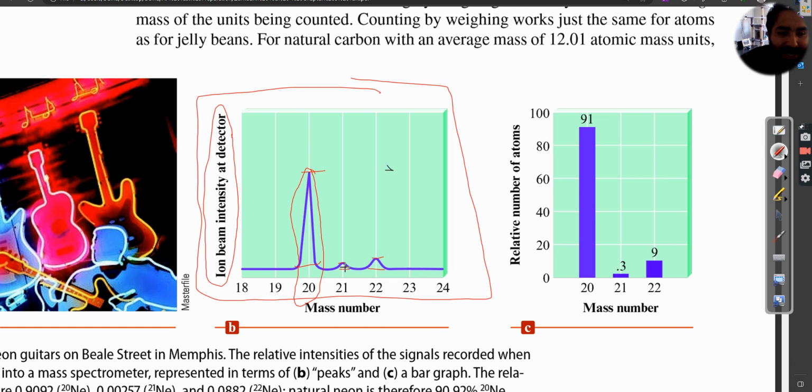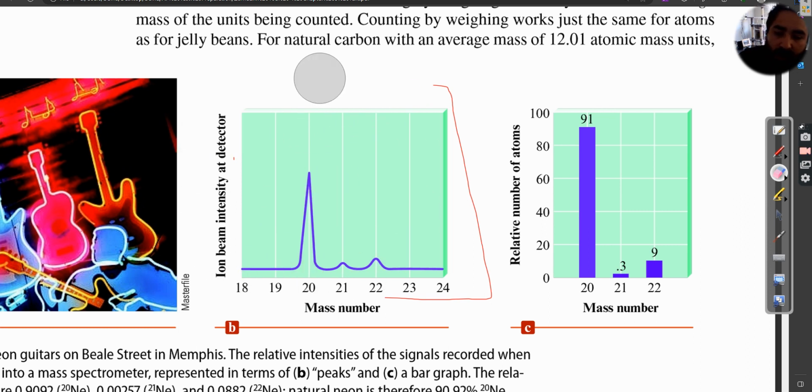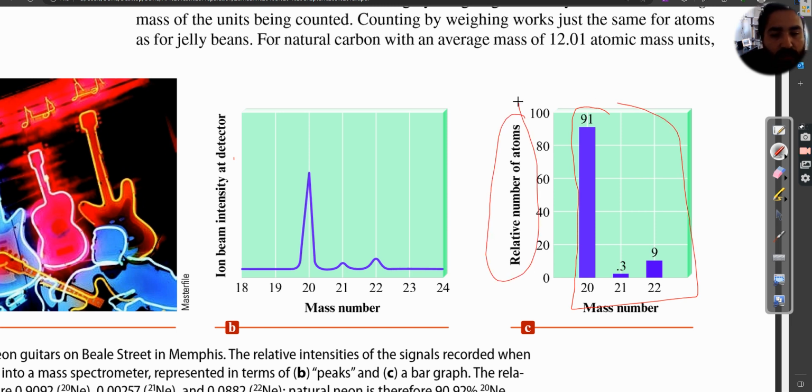So carbon with 98 would have had a peak really high around 12, and it would have had a super tiny peak around carbon 14 or carbon 13. So the ratio of these peaks will tell you the percentage, and then from there they'll make these little bar graphs that are used to count the number of atoms.